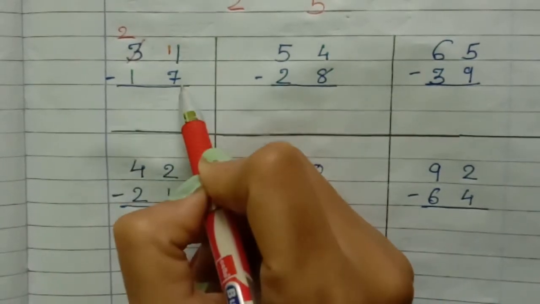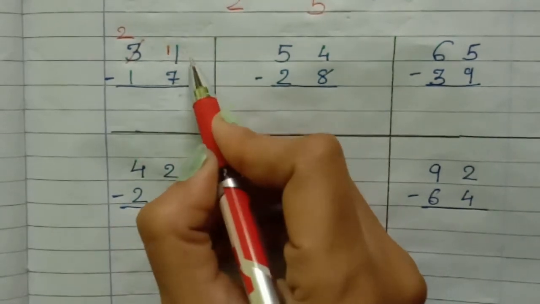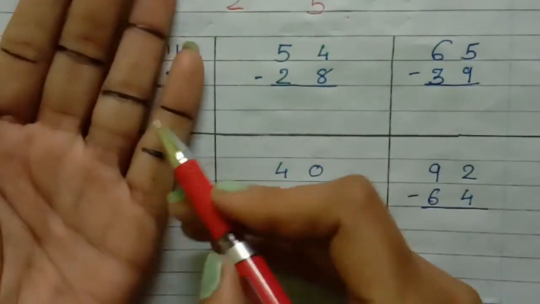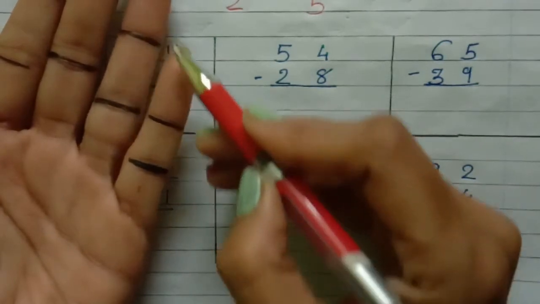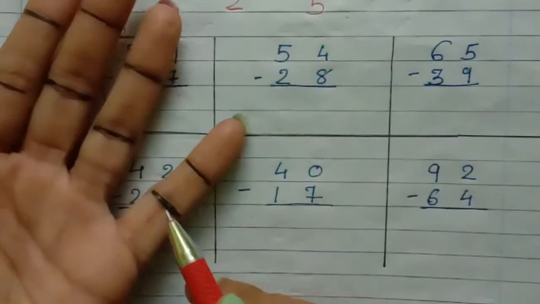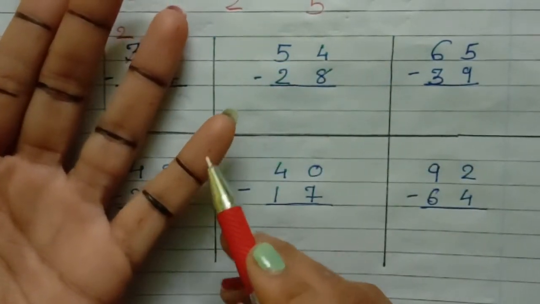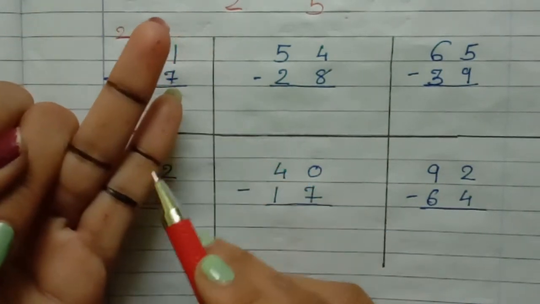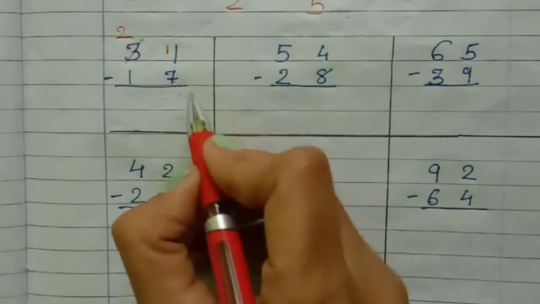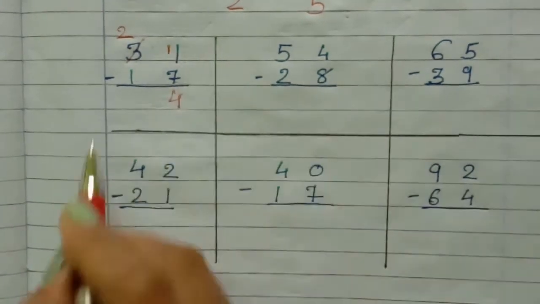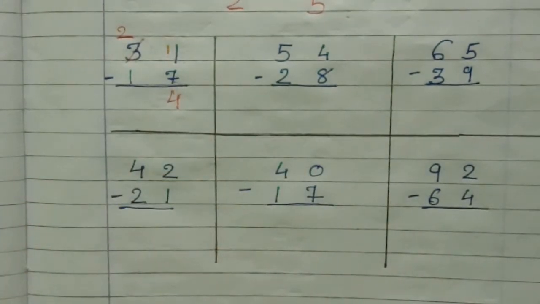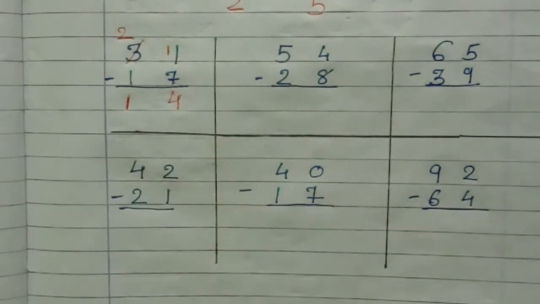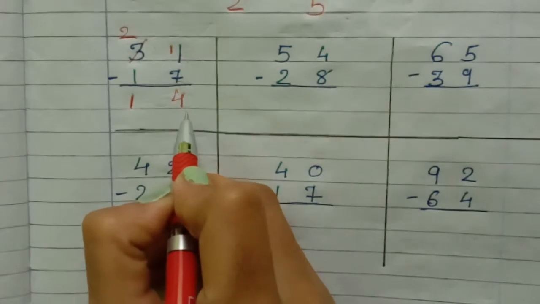So now 11 minus 7. We will start after 7 till 11. So 7, then 8, 9, 10 and 11. How many are there? 1, 2, 3 and 4. So write 4 at the ones place, and 2 minus 1 is 1. So our answer is 14.